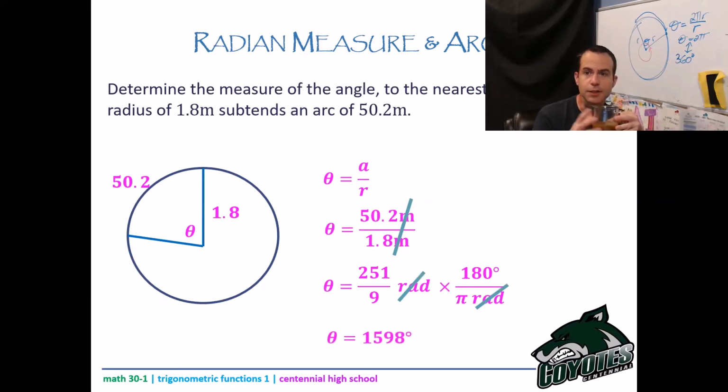Now, here's a question. Is that possible? Can I go 1,598 degrees? And the answer is yes, of course I can. Because it just means I'm spinning around and around in a circle. I've gone around a circle more than once, right? Because one loop of a circle would be 360 degrees.